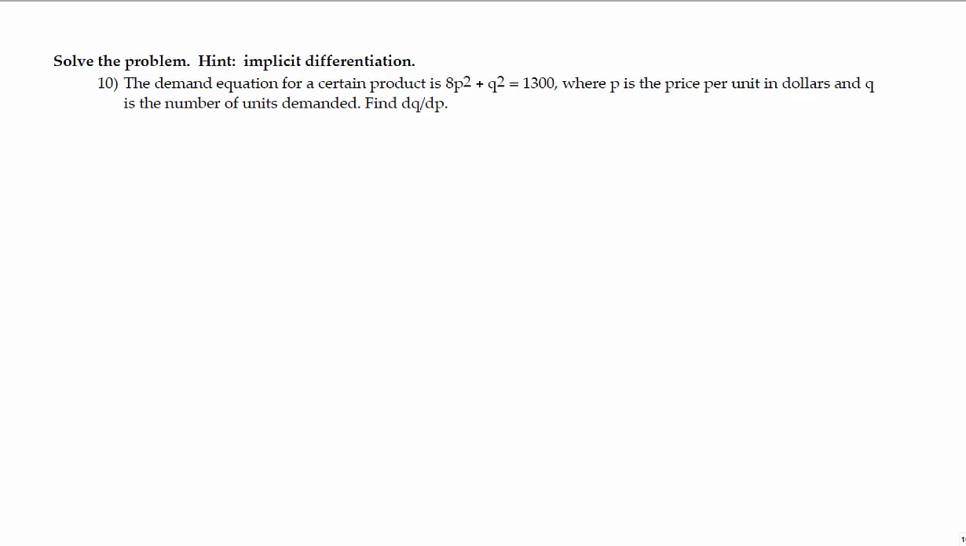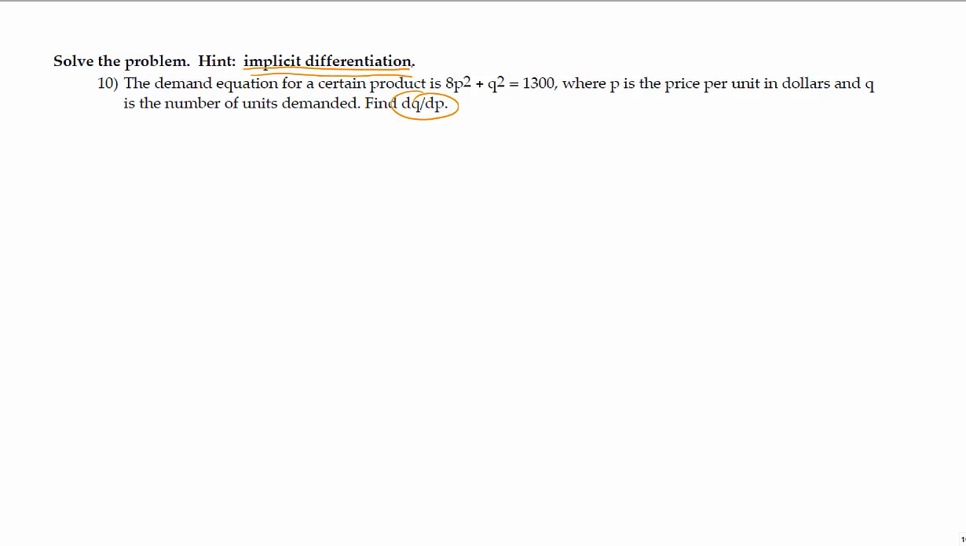So I'm asked to find the derivative of q with respect to the variable p, so dq/dp. The other thing you'll notice on this one is I don't have an explicit function. Normally we have f of x equals some function of x. Here I've got my p's and q's all mixed together. The other thing is, if you look at the directions, I'm telling you to use implicit differentiation.